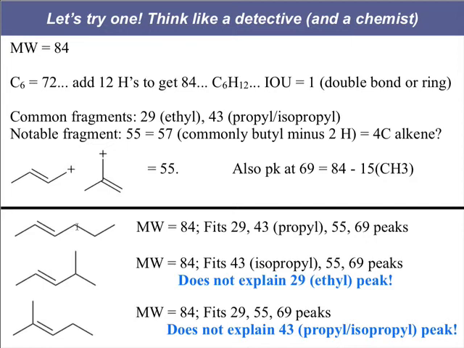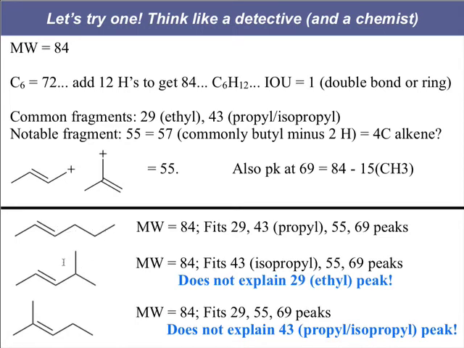Here's our 43: 1, 2, 3. So that's our propyl group. And we can also lose our ethyl. Cleaving at this site also gives us our ethyl. So actually cleaving at this site not only gives us our 55, it also gives us our 29. And cleaving here gives us our 43. Cleaving here gives us our 69.